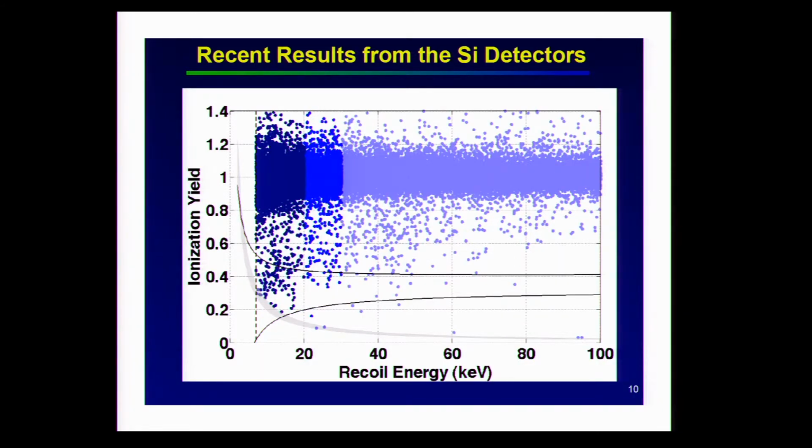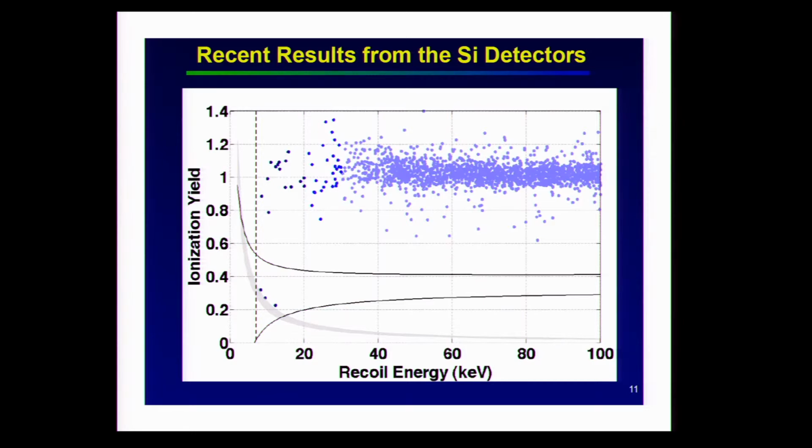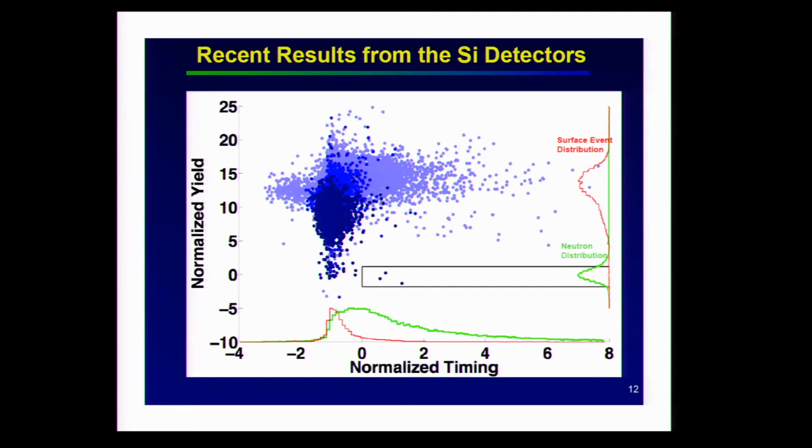Here's a plot you saw earlier showing the ionization yield versus recoil energy. Here again, the bulk electron recoils and some surface events. The different colors just show the different energy bins. This is before the timing cut. Applying the timing cut, we are left with these 3 events really near the charge threshold. You can see these 3 events again, but this time the yield as a function of the timing parameter, and they look like nuclear recoils.